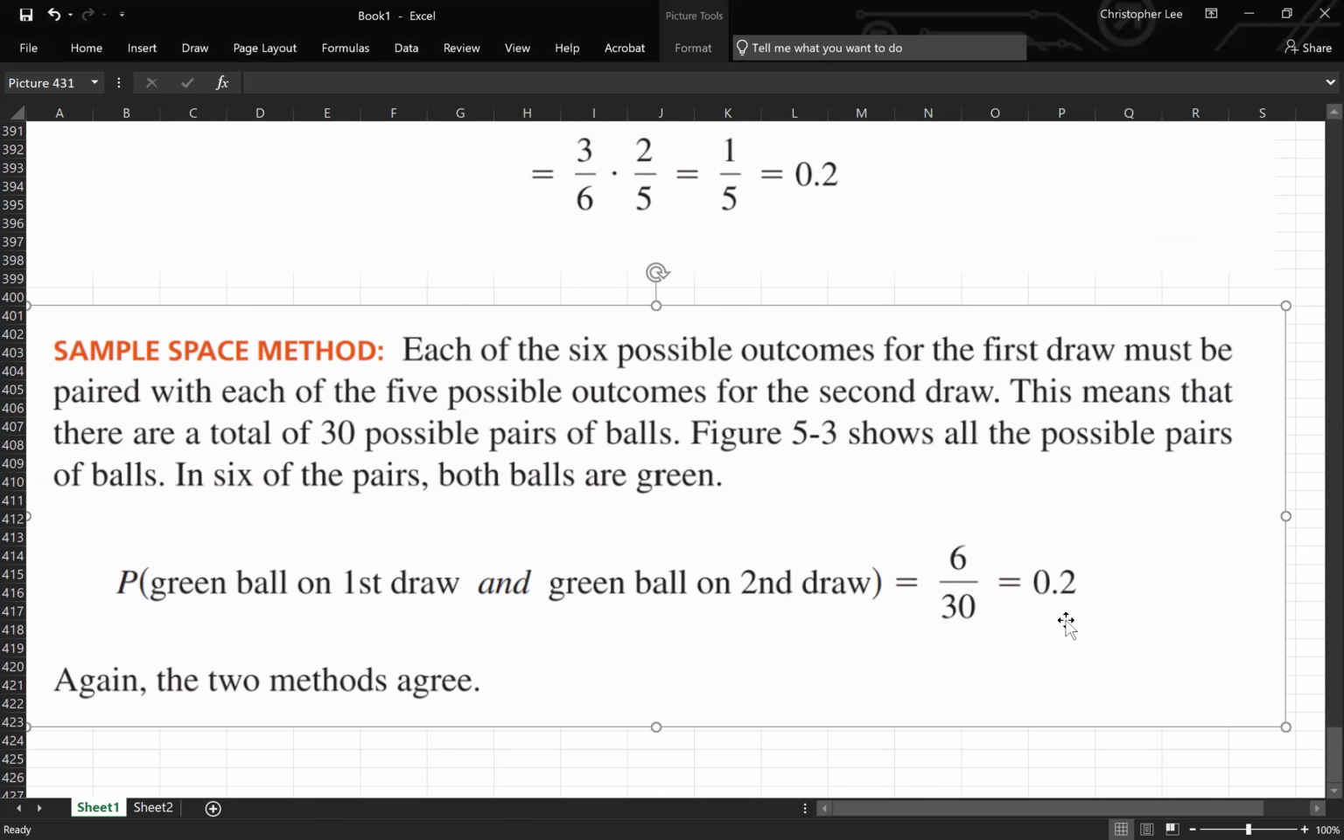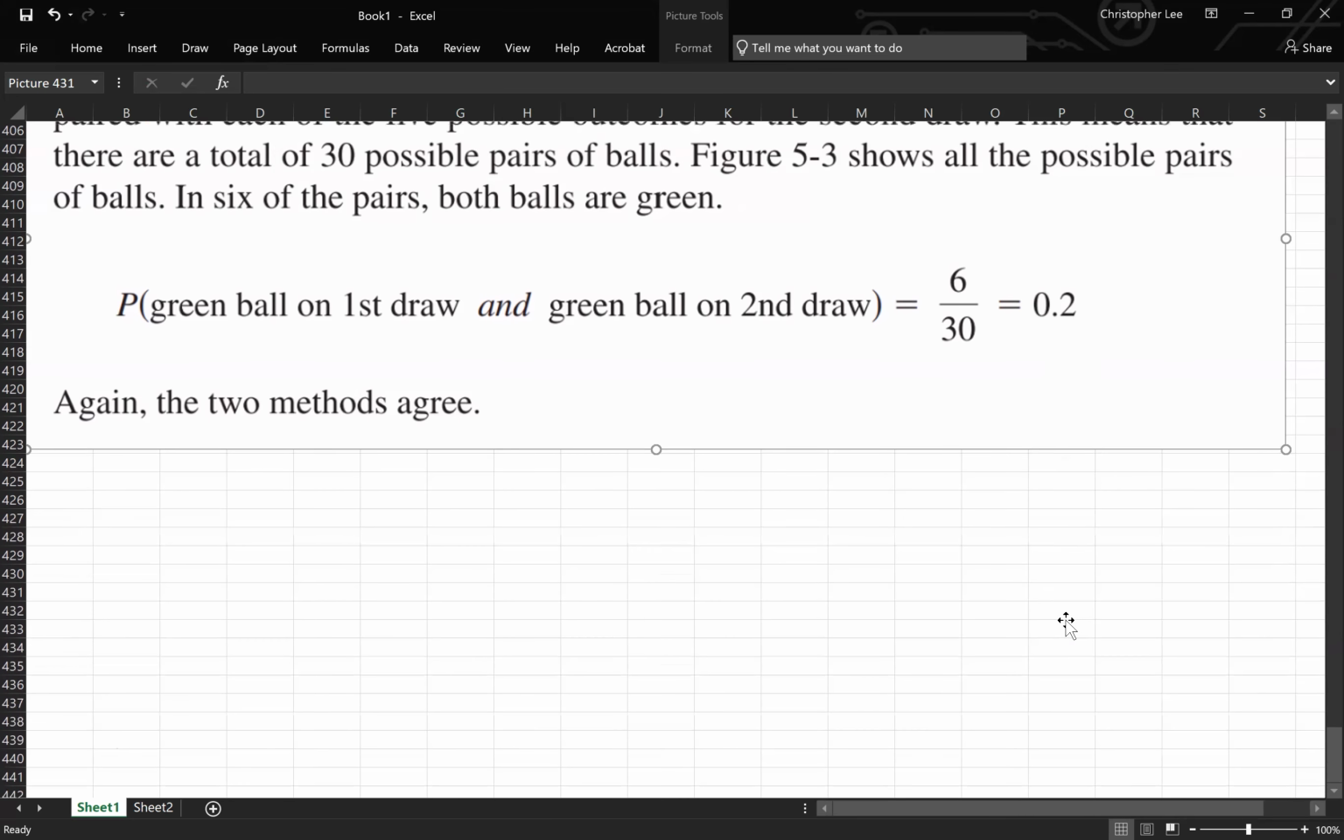Each of the 6 possible outcomes for the first draw must be paired with each of the 5 possible outcomes for the second draw. This means that there are a total of 30 possible pairs of balls. The next figure will show all the possible pairs of the balls. In 6 of the pairs, both balls are green. So the probability of a green ball on the first and green on the second is equal to 6/30, which is equal to 0.2. So the two methods agree.